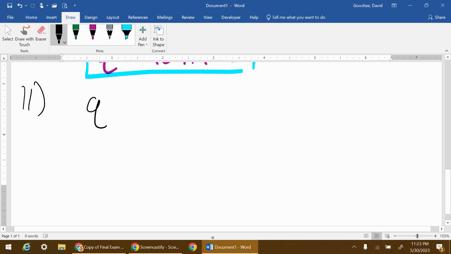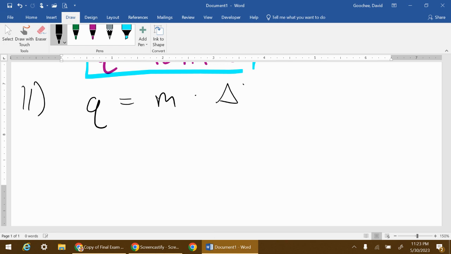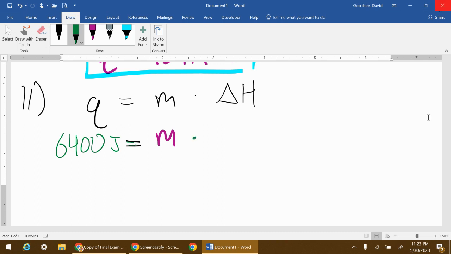The energy absorbed by the substance is equal to the mass times the heat of phase change. So now in problem number 11, you're given the energy Q. This substance absorbs 6,400 joules of energy. You don't know the mass. You're trying to solve for that. And the heat of phase change, well, what we know is that this is ice that's melting.